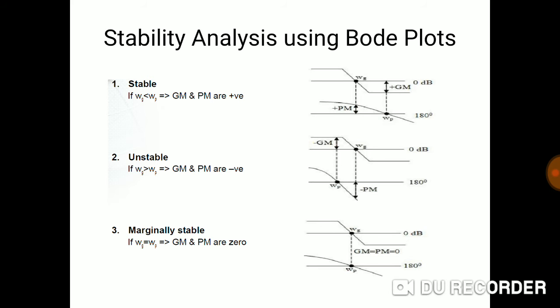And marginally stable means that if both the GM and the PM are 0, the system is marginally stable. Once we have completed our example and our magnitude and phase plot, we can easily recognize whether the system is stable, unstable, or marginally stable.